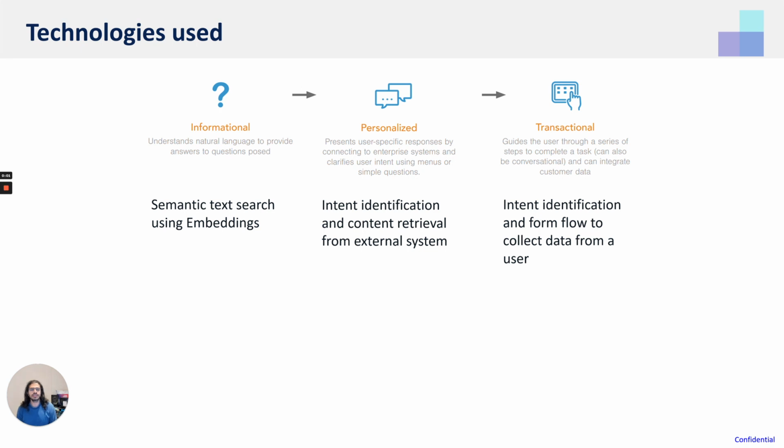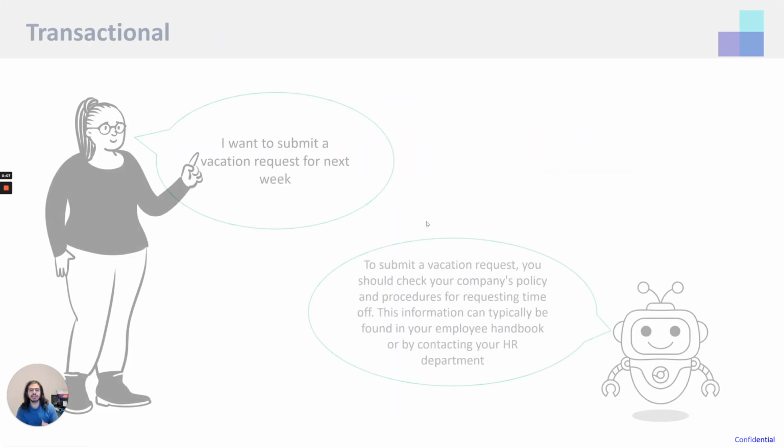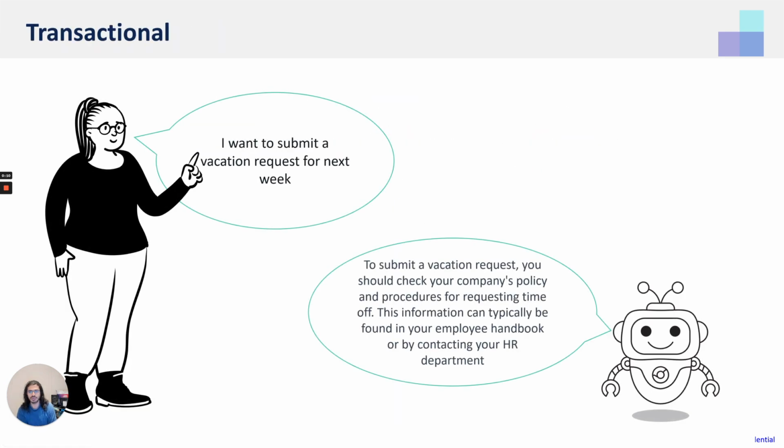In the third video of the series, we're going to look at transactional bots. And what we mean by transactional is the idea that they can actually do a transaction for you. So think of something like, I want to submit a vacation request for next week. By default, ChatGPT or others that don't have context or information about the company don't know how to submit that request, right?